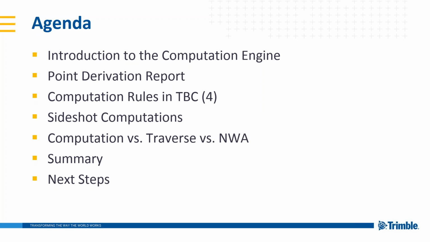We're going to talk a little bit more in detail about the point derivation report and why it is so critical. And we will do an overview of computation rules in TBC, talk about the sideshot computations, and then the differences between the computation engine, traverse adjustment, and the network adjustment, and each of their roles in the workflow that you may be using. We're going to try to summarize all of that towards the end and have next steps, and then we'll have a QA session.